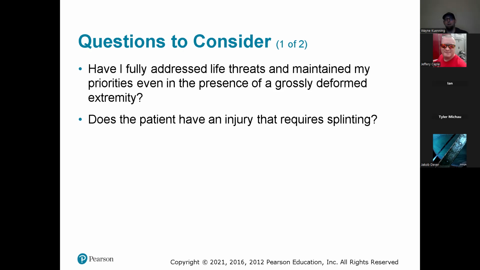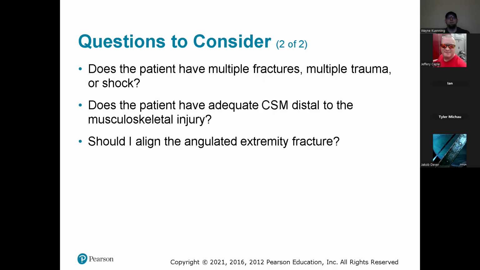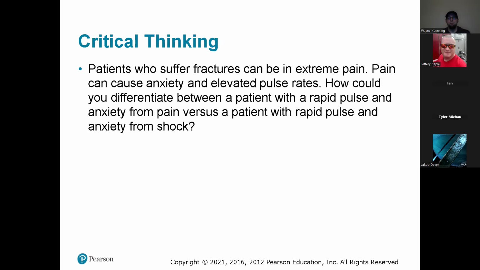Questions to consider. Did you fully address your patient's life threat and maintain all of your assessment priorities in the presence of a grossly deformed extremity? Or do you have a patient that requires splinting? If they have multiple fractures, are they multi-system trauma or are they in shock? Do they have adequate CSM distal to the musculoskeletal injury? If they don't, should you align the angulated extremity injury?